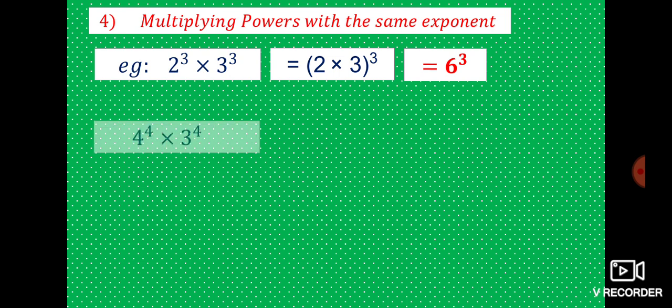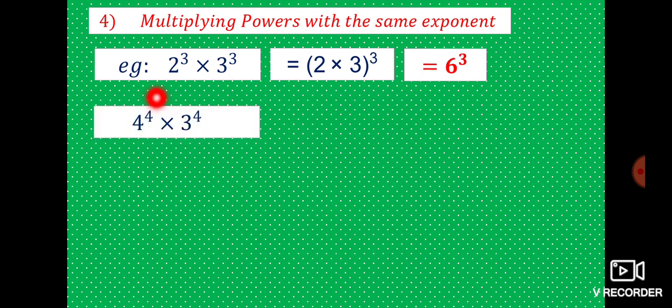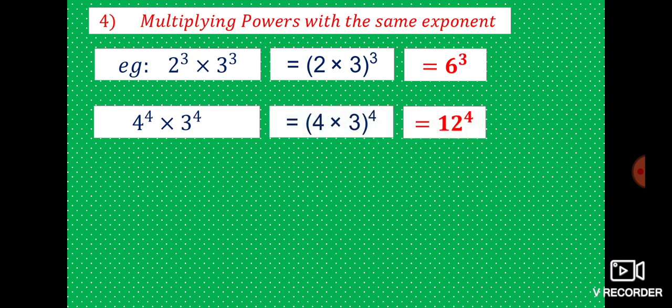2 into 3 is 6, 6 cube. Another one, here also powers are same, 4 and 4. So we can write 4 into 3 whole raised to 4. That's equal to 12 raised to 4.